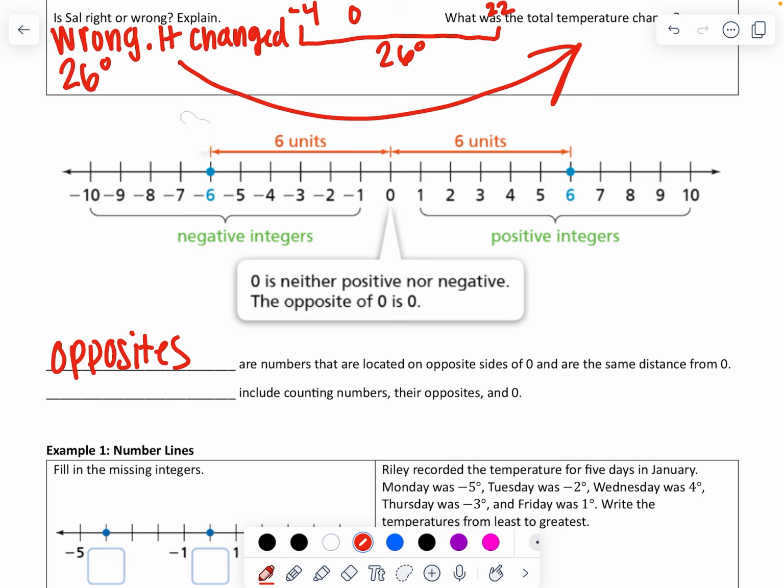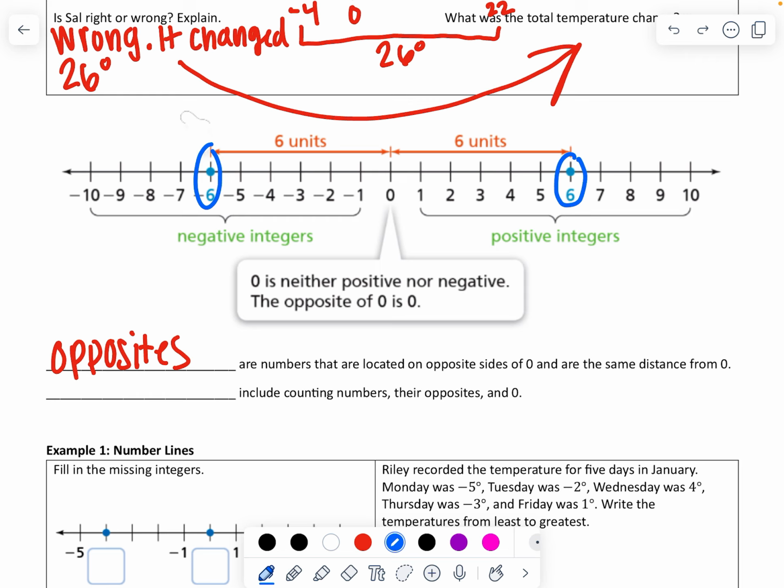Opposites are numbers that are located on opposite sides of 0 and are the same distance from 0. So if we look up at our number line, we have +6 and -6. They are opposites because they're on opposite sides of 0 and they're the same distance from 0. So even though one's negative and one's positive, they're opposites because they're both 6 units from 0, and they're in opposite directions.